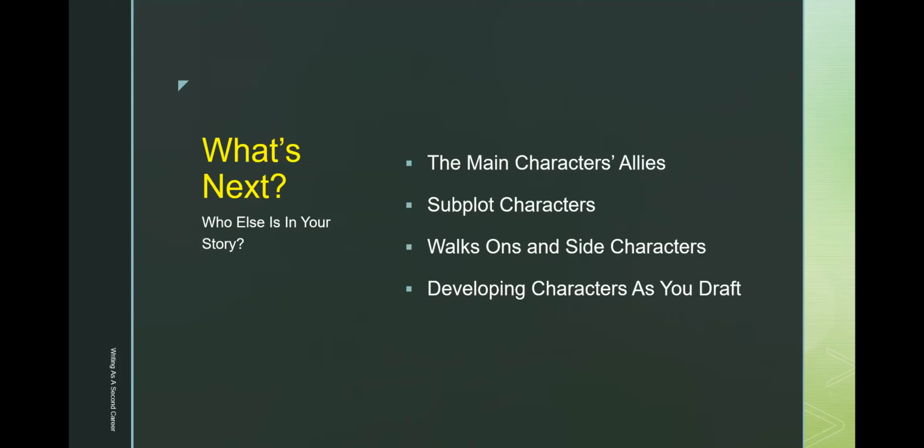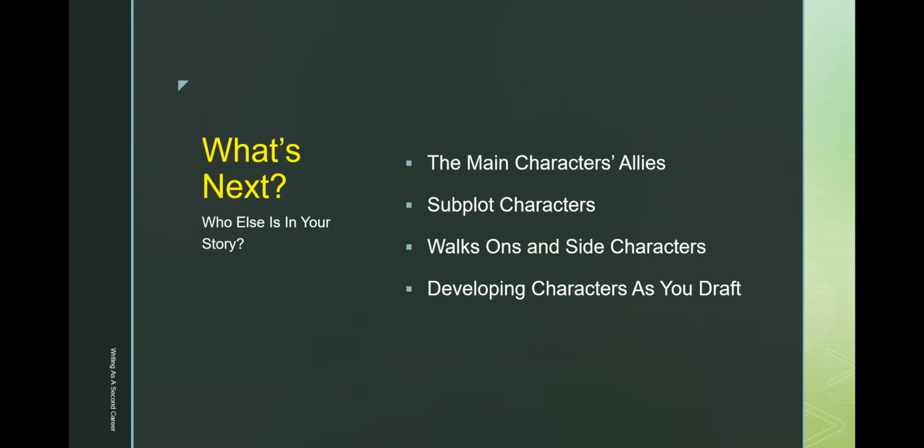What's next? Part 2 of the character lectures is everybody else in your story. So that tells you how important protagonist and antagonist are. They have their own lecture, and then we'll talk about the other characters. We're going to talk about the main character's allies, because usually both the protagonist and antagonist have friends, supporters, allies, mentors, other characters who help them out.